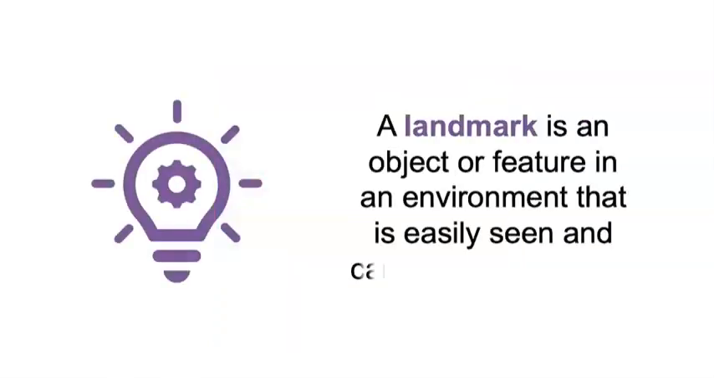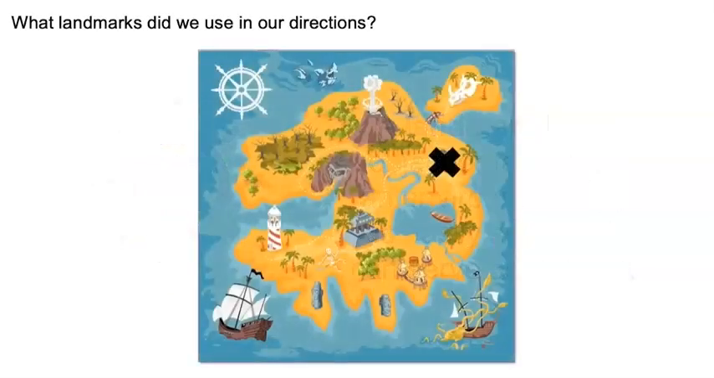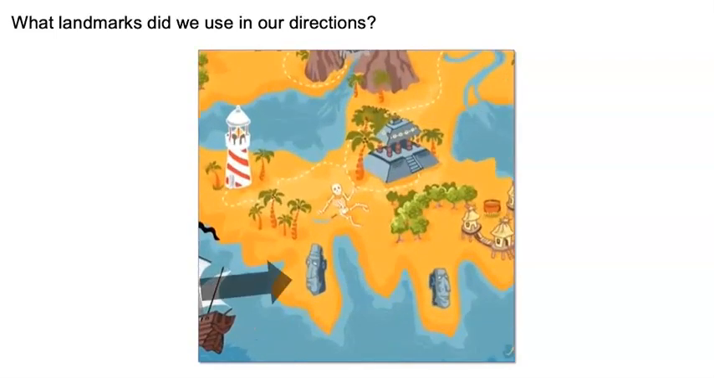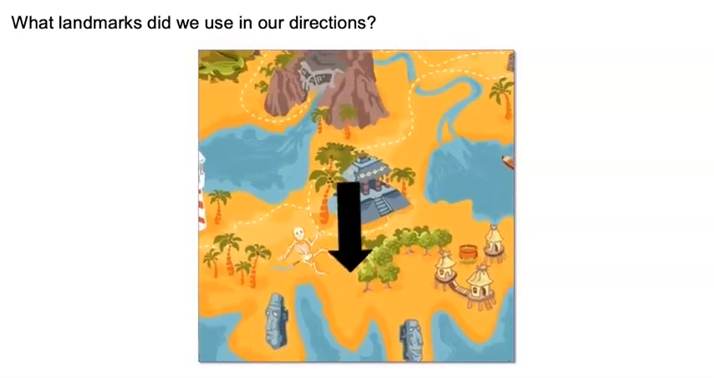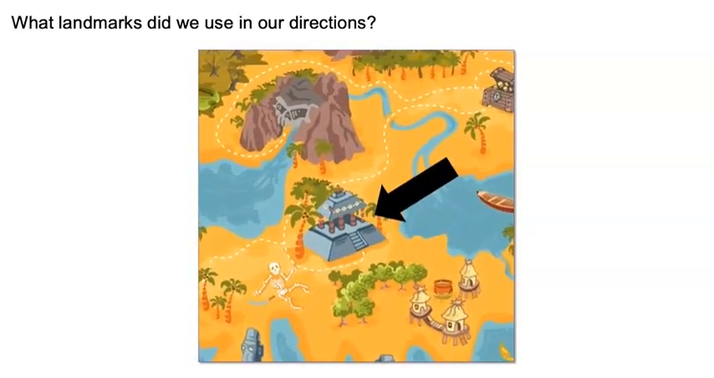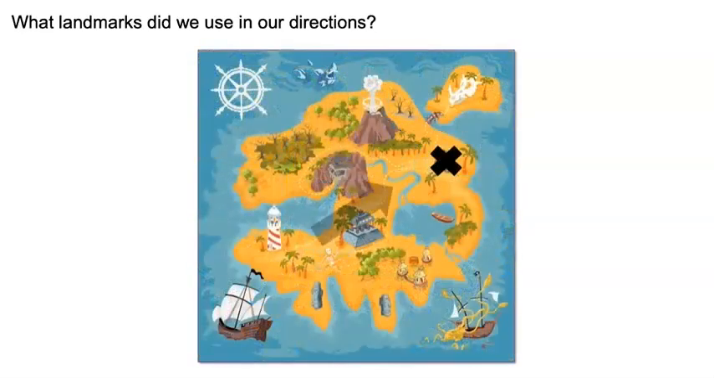A landmark is an object or feature in an environment that is easily seen and can serve as a guide. What landmarks did we use in our directions to the buried treasure? We said, go past the statue, right? So the statue is a landmark. We also mentioned the temple, the cave, the creek, and the lake in our directions. Those are all landmarks. Great work!